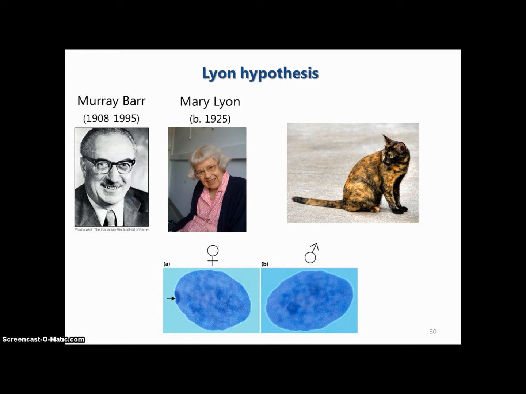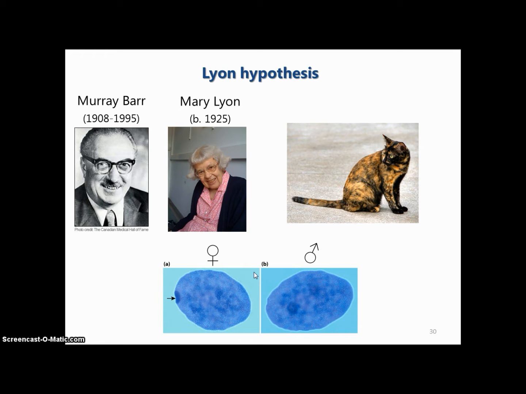So in 1949, Murray Barr observed a dark region in the nuclei of certain female cats. So this is the nucleus of a cell of a female cat, and there's this dark spot that he observed, and these became known as Barr bodies after Murray Barr. And then in 1961, Mary Lyon proposed that these Barr bodies were actually inactivated X chromosomes, and this became known as the Lyon hypothesis. And part of this hypothesis also stated that which X is inactivated is completely random, such that when you have more than two X's present, you get more than one Barr body.